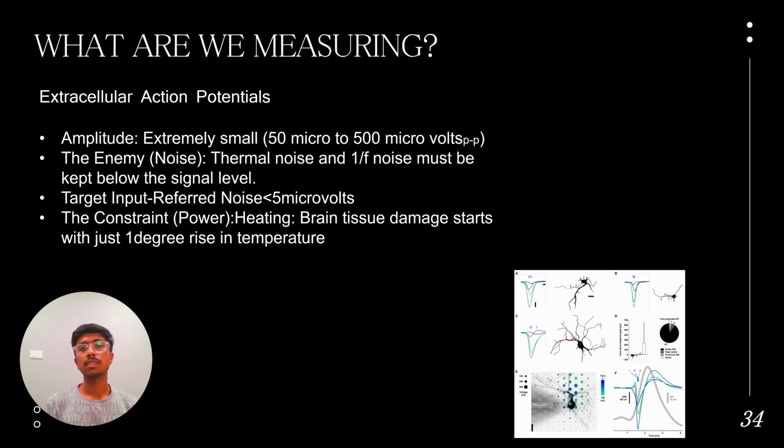Another critical constraint is power consumption. Since the recording electronics operate very close to brain tissues, excessive power can lead to heating. Even a 1 degree rise in temperature can cause brain tissue damage. So the entire system must operate at ultra low power while still maintaining high signal quality.